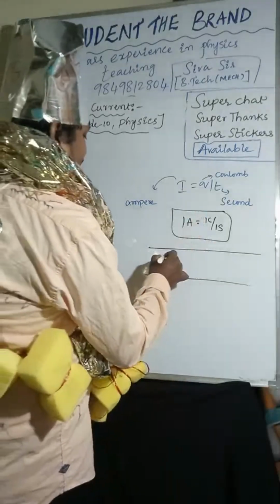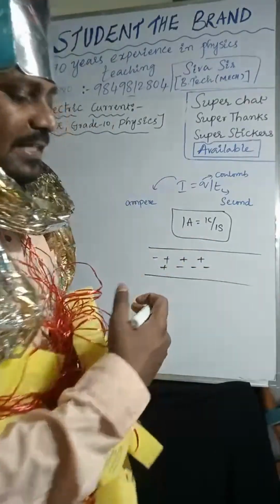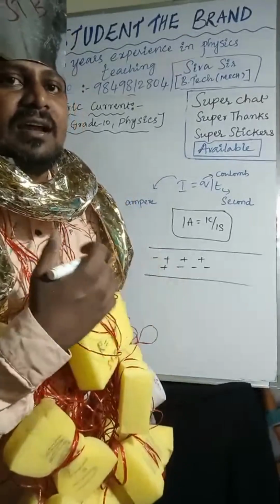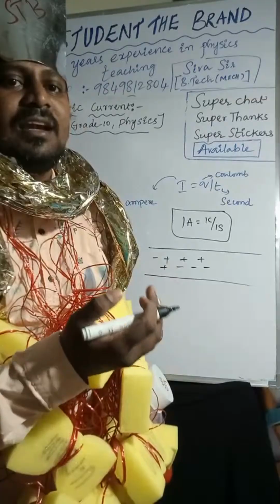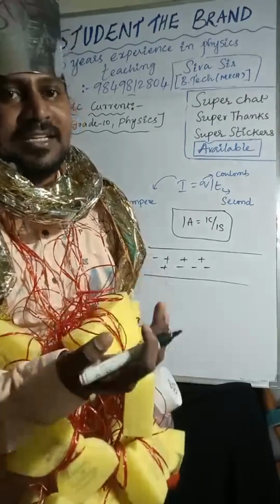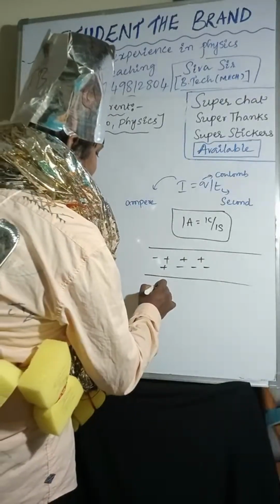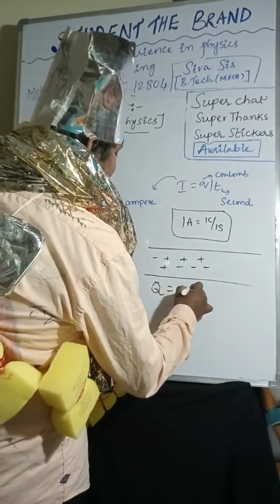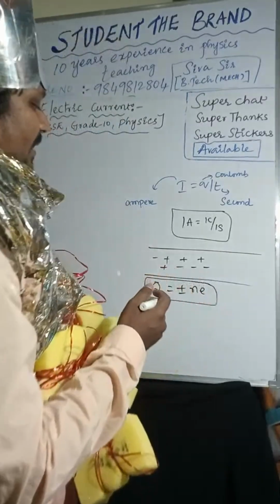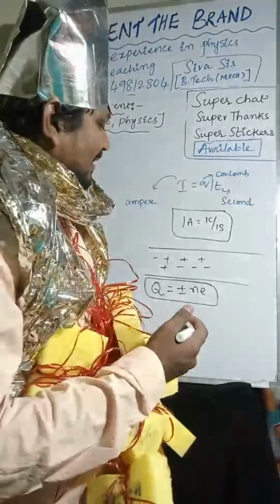So here I am taking positive charge, negative charge, positive charge, negative charge. Charges are moving inside of the conductor. Not only one or two, many charges will move. That's why it is called quantization of charge. So we are taking Q equal to plus or minus Ne.